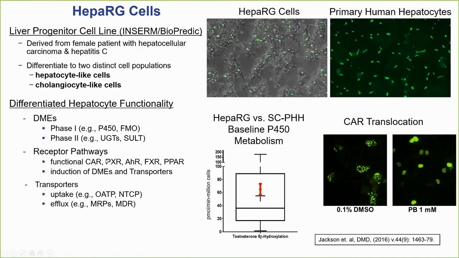So these are special cells that not only mimic relevant drug metabolism activity on par with sandwich culture hepatocytes, but they also support translocation of CAR and other receptor signaling pathways. They also are functional for transport.